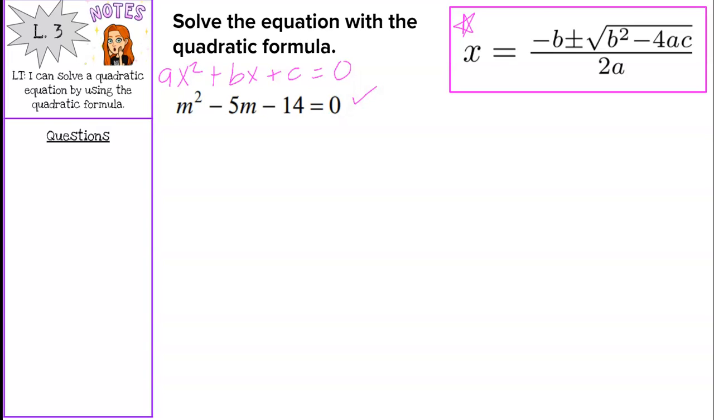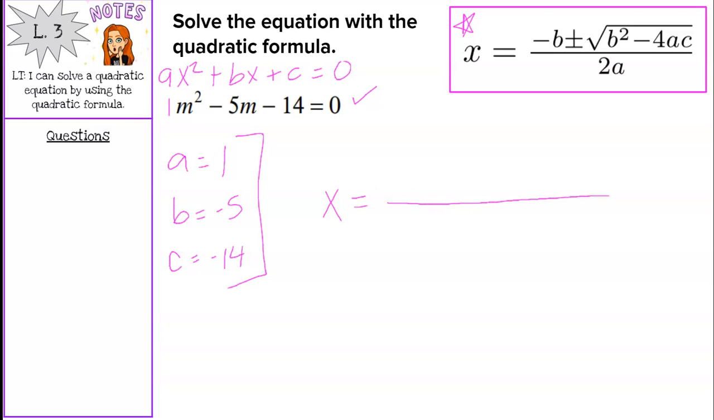Set equal to 0, so we can say our a is 1, because there's just a 1 hiding there invisibly. Our b is negative 5, and our c is negative 14. Reminder, take the signs with the numbers. Now we just have to plug these values into our quadratic formula. So we have x equals, I'm going to draw that fraction bar.